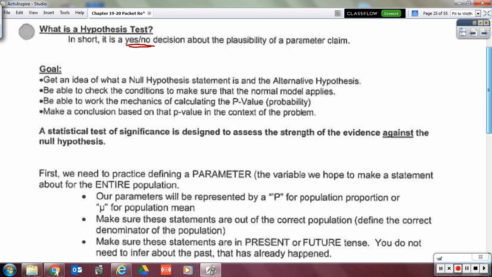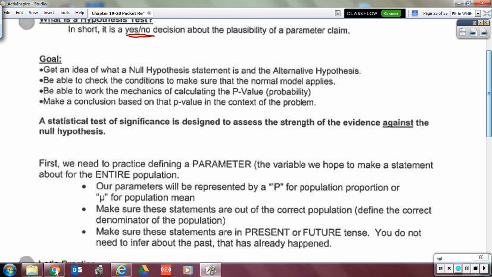All right, so today we're going to break this whole test process down. Today we're going to get an idea of what this thing called a null hypothesis is and the alternative hypothesis statement. Well, we're actually not going to check conditions yet. It says we're going to check conditions to make sure the normal model applies. We won't quite do that yet, but we eventually will, and we'll eventually calculate this thing called a p-value and put it in context. And that's your favorite thing to do, because then we have to write sentences about what's going on in the real world with this stuff.